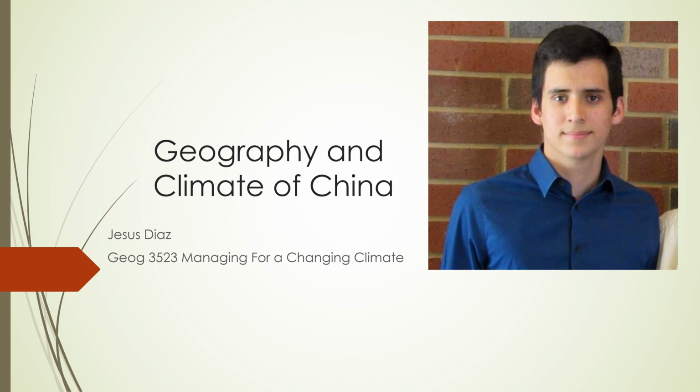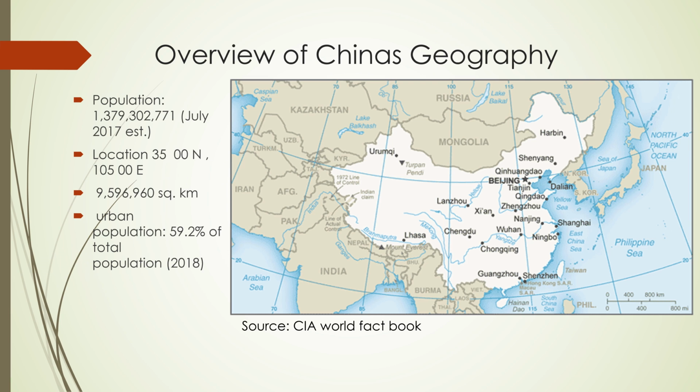Today I will be presenting an overview of the geography and the climate of China. China, or the People's Republic of China, is a country in Northeast Asia with a very diverse geography. According to the CIA World Factbook, China is situated at 35 degrees north and 105 degrees east.